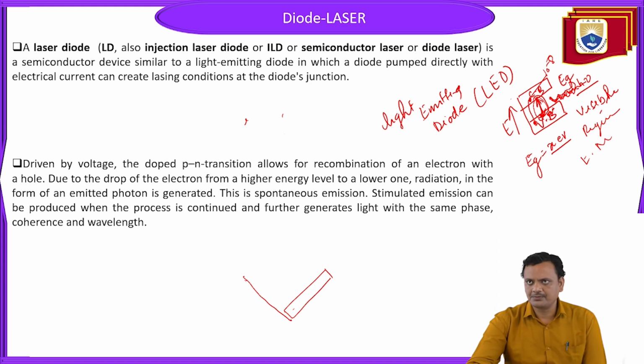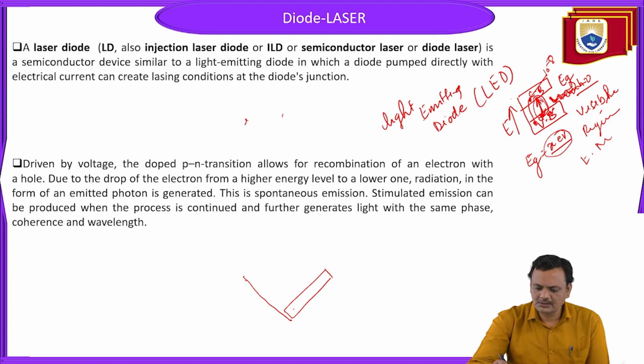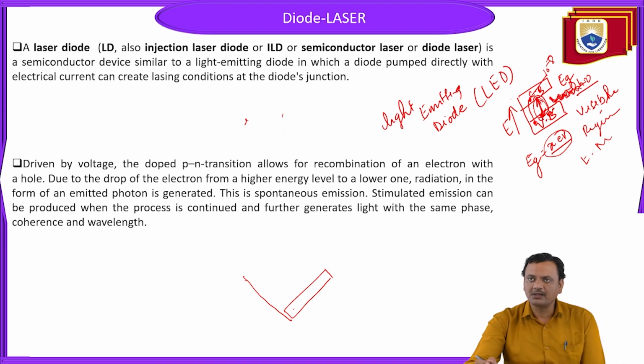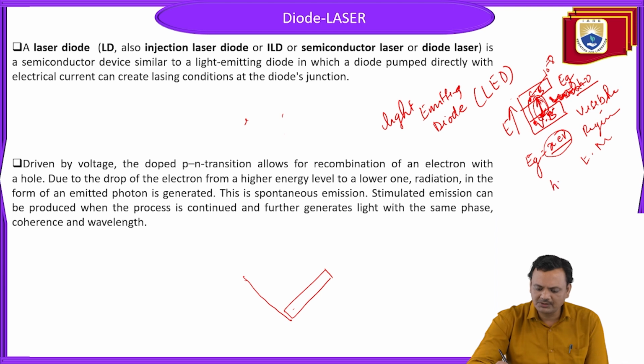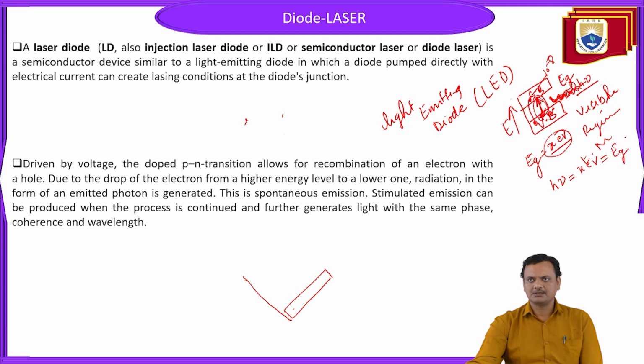Whatever radiation will be emitted in the form of light or any electromagnetic radiation, that radiation will have the same amount of energy. Let's suppose that radiation comes in the form of a photon. So h nu will be equal to x electron volt, or Eg. Always. This is the well-known fact.